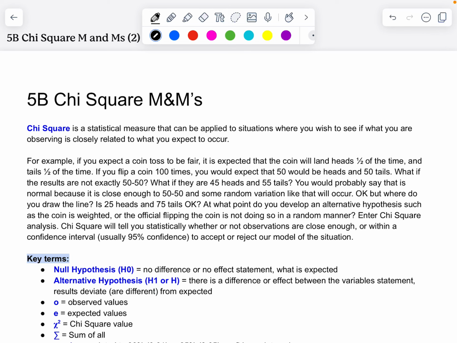Hello and welcome. This is Mr. Buss, and I'm going to walk through this pretty cool statistical analysis that we did today in class called chi-square.